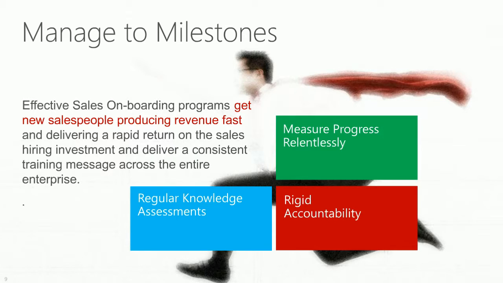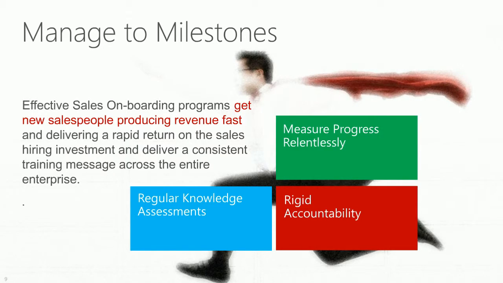and then manages milestones. The key here is you're getting new salespeople producing revenue fast, and you want to deliver a rapid return on the sales hiring investment. And at the minimum, you want to deliver a consistent training message across the entire enterprise. So automating your system allows you to do that. To do that, you want to have regular knowledge assessments. I want to have a process that automates and provides reporting across the entire system so that we know what people know. We want to measure our progress relentlessly, and you need rigid accountability.